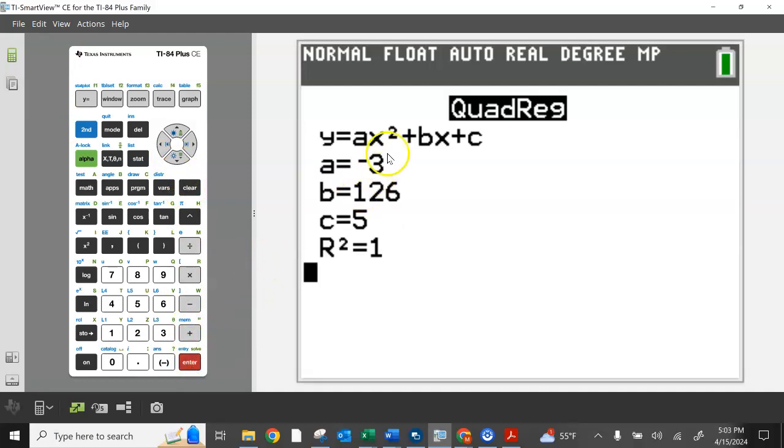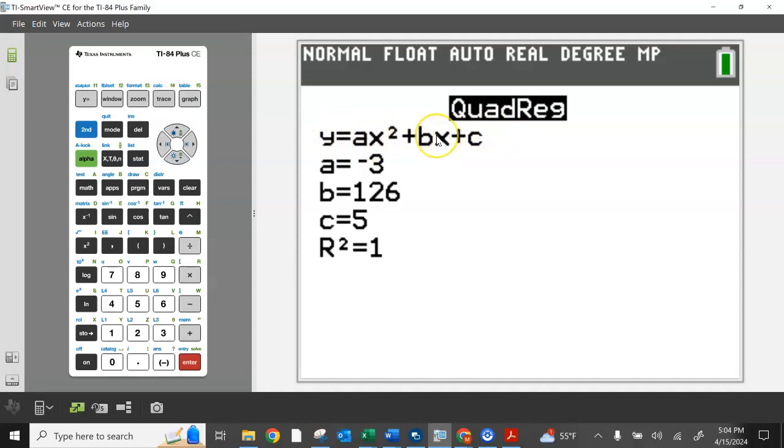So the output you get is A, B, and C. I'll talk about this later. And what are those numbers? What do they represent? Remember, a generic quadratic equation in standard form is right here. Now, it gives us a y value based upon plugging in some number for x. Well, if we don't know what A, B, and C are, then we can't plug a number in for x and get a number for y.